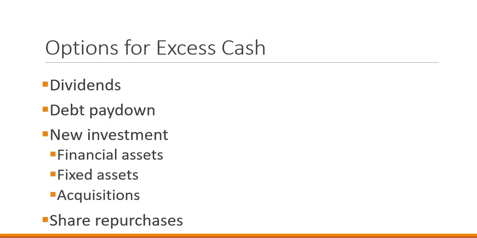Debt paydown. Generally, debt paydown is only if the bank is requiring it. Most companies want to borrow as much as they can, and when they have debt, they want to keep it outstanding. So the debt paydown would probably be only at the request of the lender. New investments are options. Financial assets such as stocks and bonds, fixed assets such as machinery, equipment, buildings, and acquisitions. Acquiring companies is another form of investment, and we'll look at an acquisition example in detail.